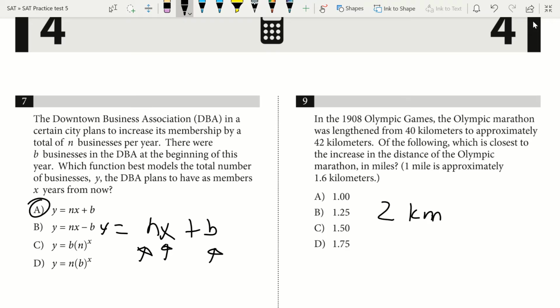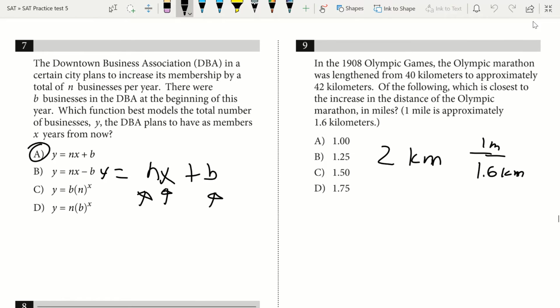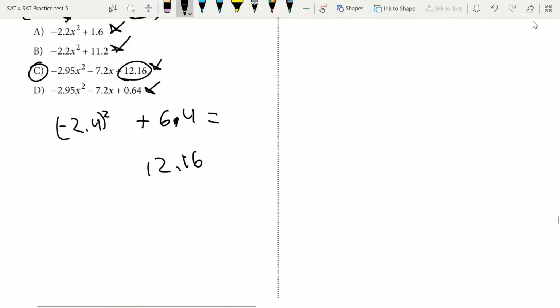We needed the increase in miles, so what we're going to do is multiply by 1 mile per 1.6 kilometers. That way our kilometers cancel. So when you're doing unit conversions, you put the unit that you want to cancel on the bottom and the other unit on the top, right? So we're going to have 2 divided by 1.6, and that'll give us 1.25 miles. So that will be choice B.